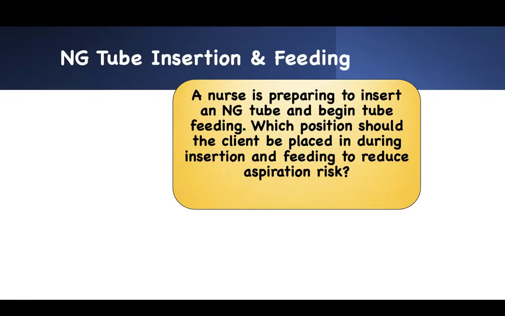Now, we have an NG tube. A nurse is preparing to insert an NG tube and begin tube feeding. Which position should the client be placed in? The buzzword is aspiration. What is the best position to prevent aspiration? Either you lay on your side or upright. But because this patient receives food, we can't put them on their left side. We have to keep them what? Upright as much as possible. So upright, high Fowler for 30 minutes after feeding.